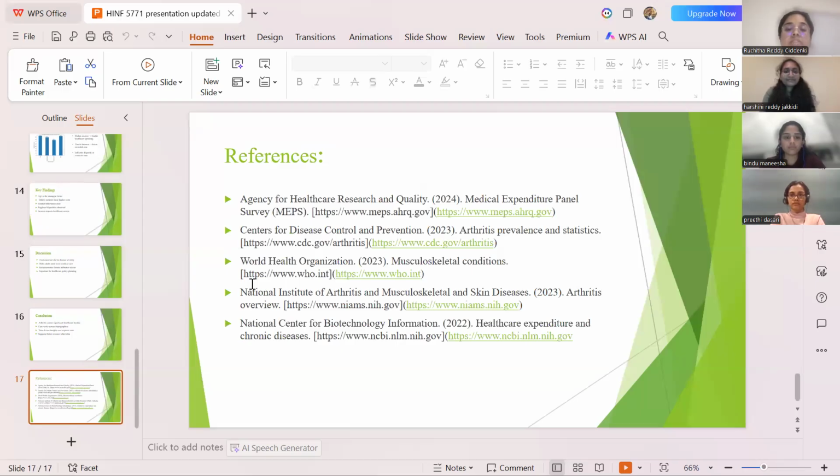These are our references. We have taken our references from the MEPS dataset 2009. So this is our analysis regarding arthritis.